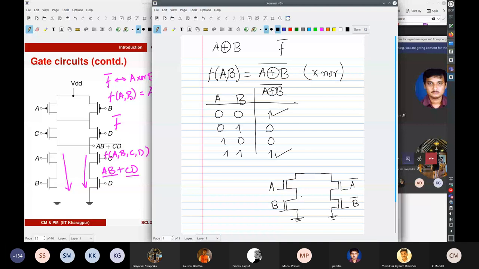Now what I told you is that you're going to have a dual structure over there. So let us see. Let us say you have a structure here.